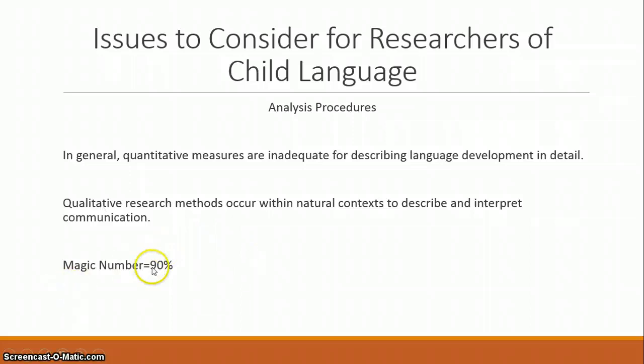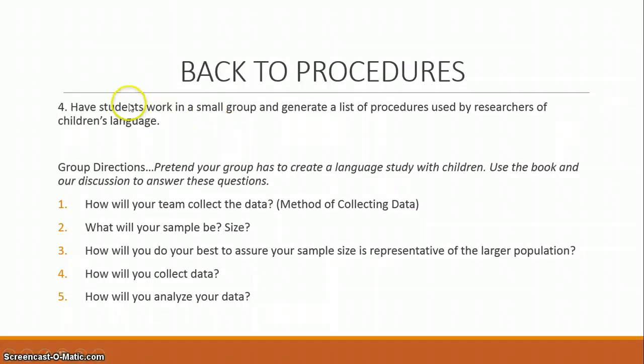And the magic number is 90. What that means is whenever you have 90% of your analysis procedures add up and have the same theme, you can be pretty confident that you've found something that is valid. And again, this is general. That's more for the larger scale research projects. Not for you, but something to keep in mind. Okay, back to the procedures.